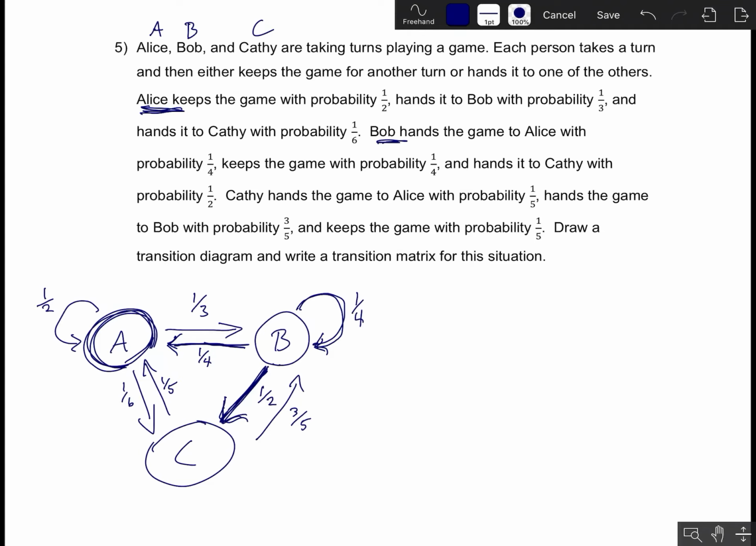Sorry, these labels are a little bit ambiguous, but hopefully you'll be a little more careful than I was when drawing your diagrams. I'm not going to be too persnickety about them, but just try to avoid situations like what I just did here, where it's a little unclear which one of these is describing which. And lastly, she's going to keep the game with probability 1/5. So that would be a Kathy to Kathy transition with probability 1/5. So this is our transition diagram.